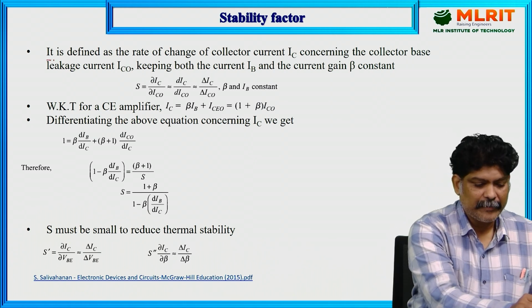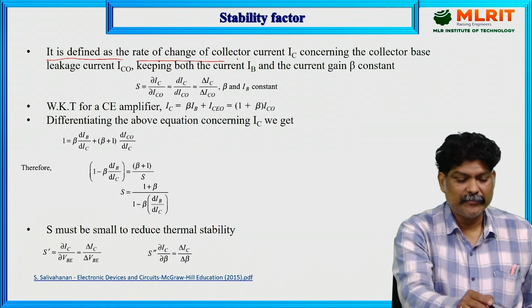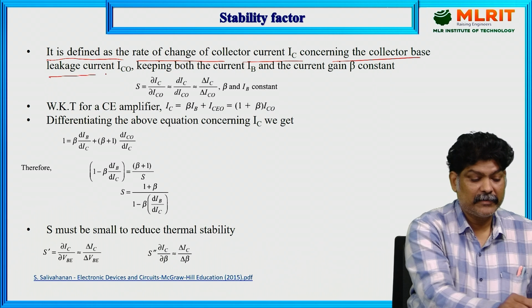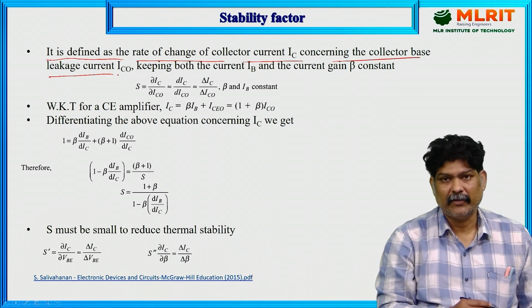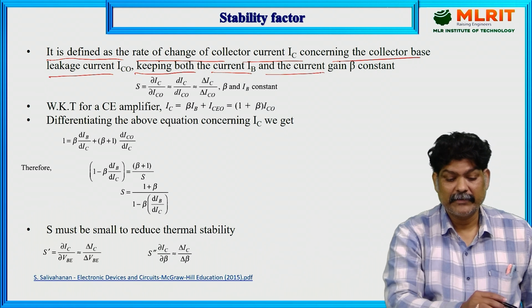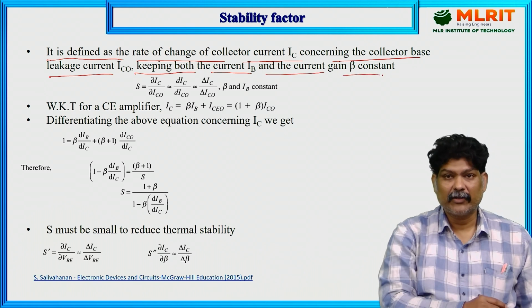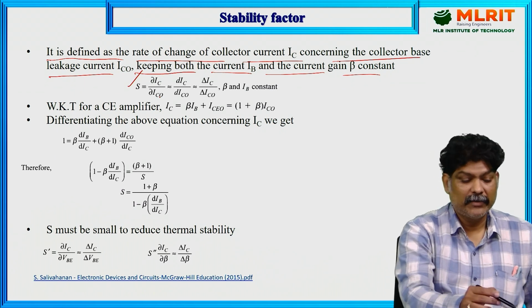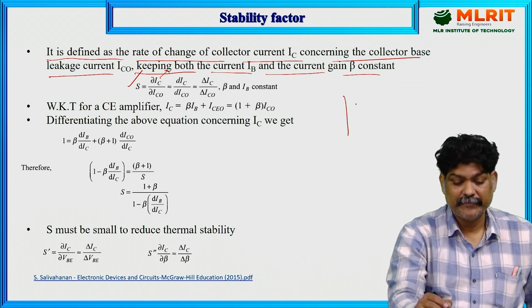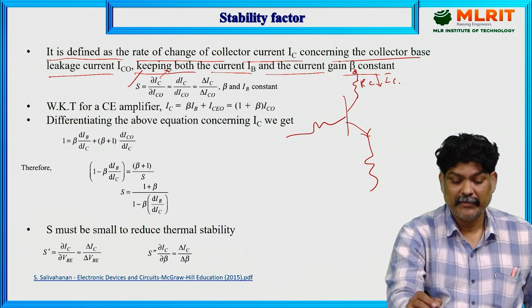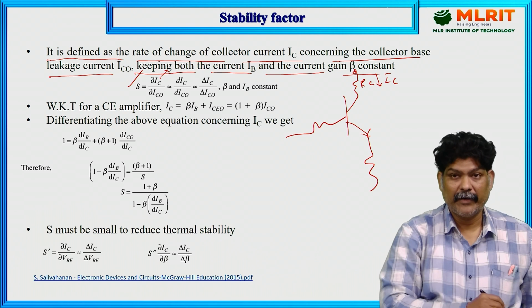The stability factor is defined as the rate of change of collector current IC with respect to the collector base leakage current IC0, keeping both IB and current gain beta constant. So here S is equal to ∂IC by ∂IC0. Here IC means collector current. This is your collector current IC, in, let us say, an NPN transistor.